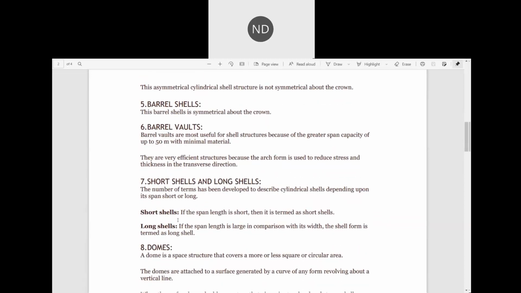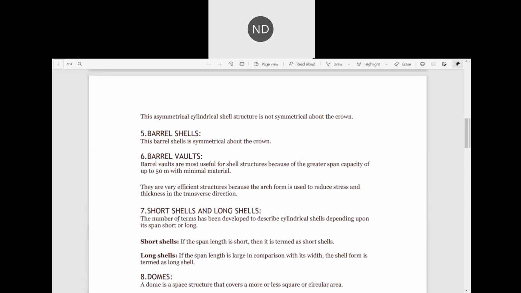Now, coming to short shells and long shells. We are talking about different types of shell structures. Based on their length, or the span, it can be a short shell or a long shell. Terms have been developed to describe cylindrical shells depending upon their short span and long span. If the span length is short, then it is termed short, as the name suggests. You have long shells if the span length is large in comparison with its width. When your span is greater than your width, then it is your long shell.